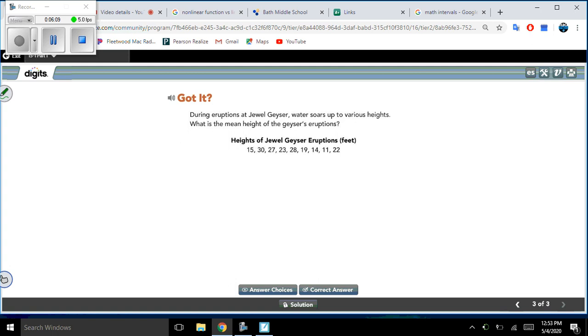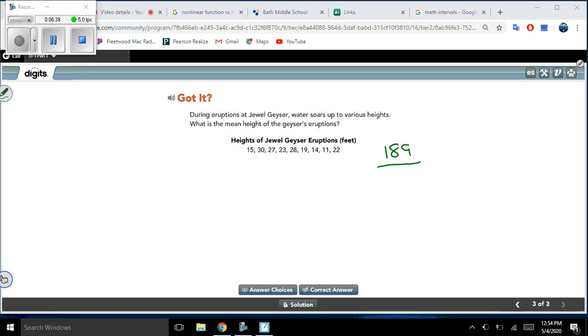Again, since we're looking only for the mean, there's no need to put them in order. So I would just go left to right, 15 plus 30 plus 27 plus 23 plus 28 plus 19 plus 11. Ooh, I skipped 14, plus 14 plus 22. Now I want to hit my equal sign. I'm at 189 there, I believe.